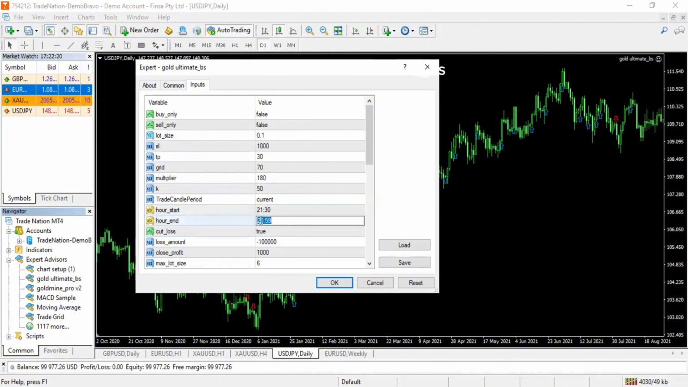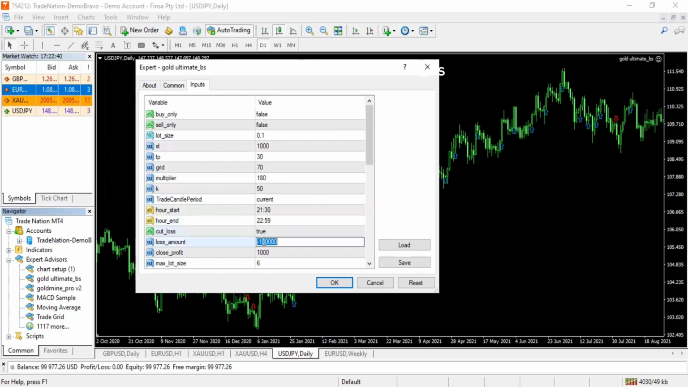If you want the perfect timing, then as this is 21:30, you can make this 21:29. But I'm okay like this. This means I just want this EA to trade just at that time. Then the cut loss, I've turned it on already.